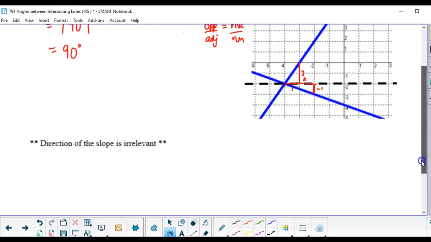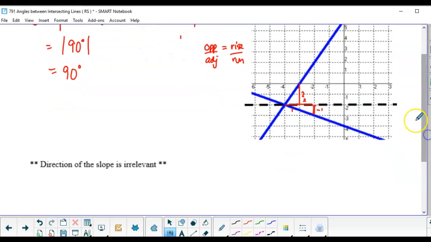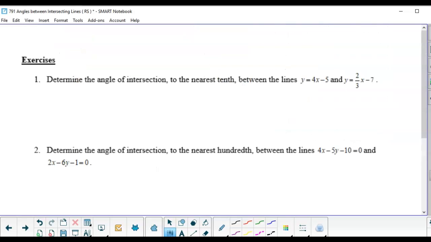Okay, so that's how it works. So now we've just learned we can use the slope to help us find the angle between the lines. We don't have to necessarily graph it and form triangles and that kind of thing. So, you might want to do a sketch here.